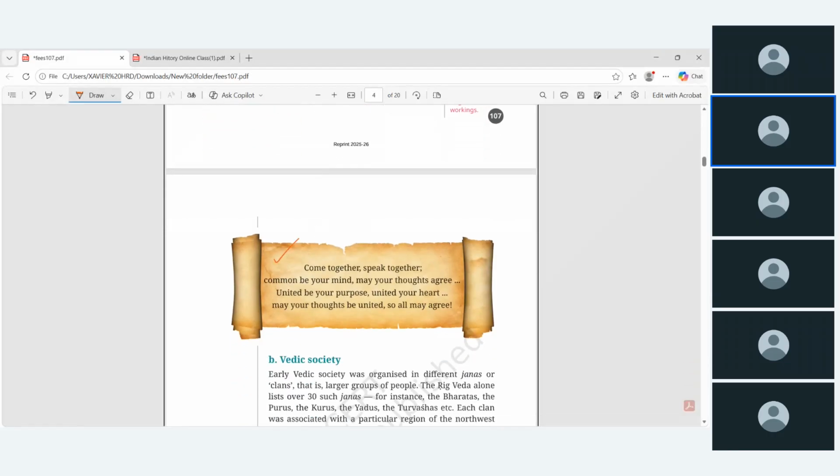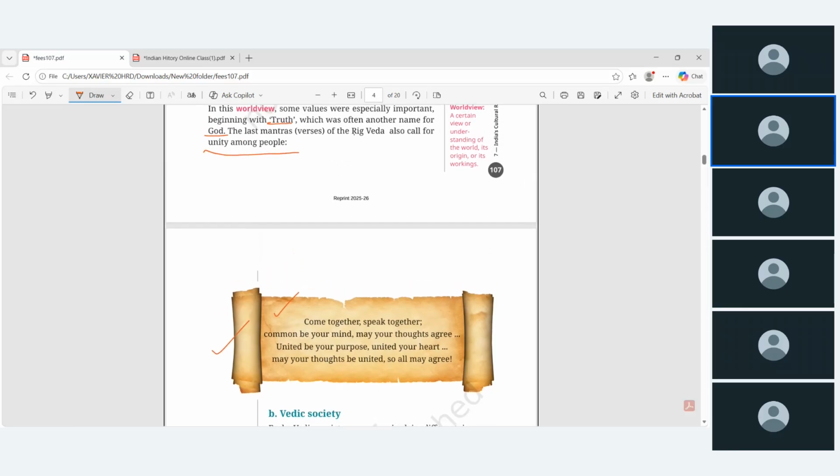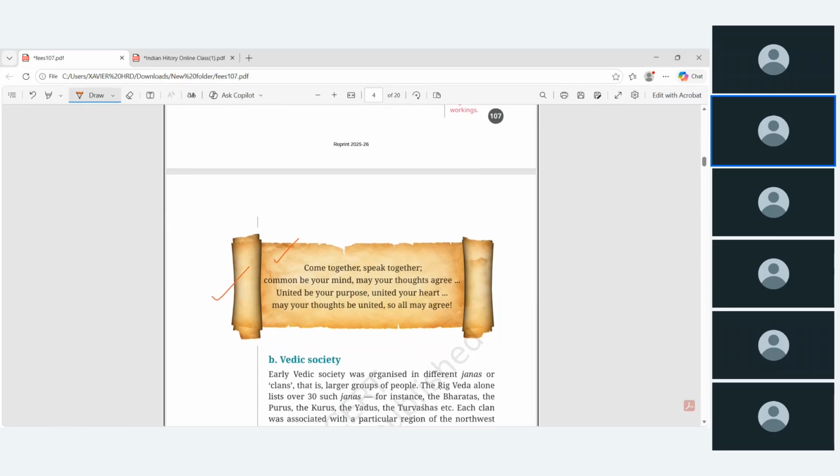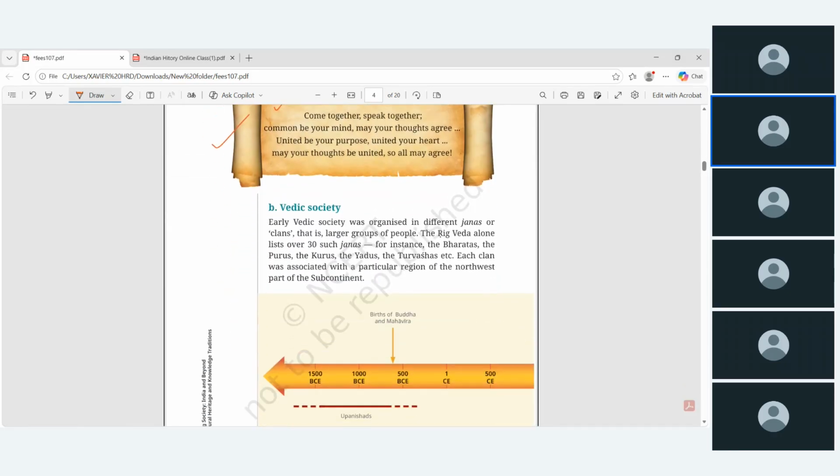Come together, speak together. Common be your mind. May your thoughts agree. United be your purpose, united your heart. May your thoughts be united, so all may agree. This is one of the verses, a translated verse taken from the Rig Veda, which talks about unity among the people and the society.